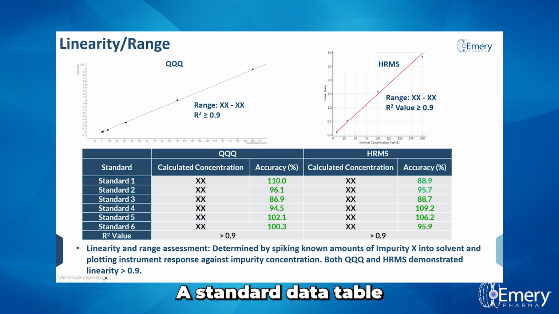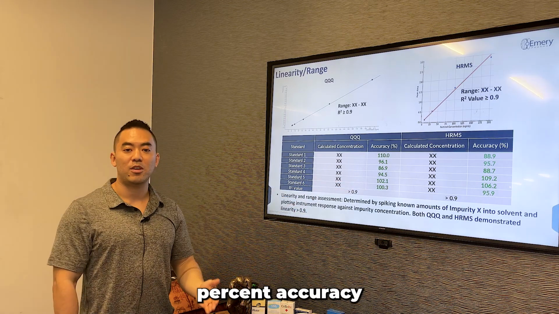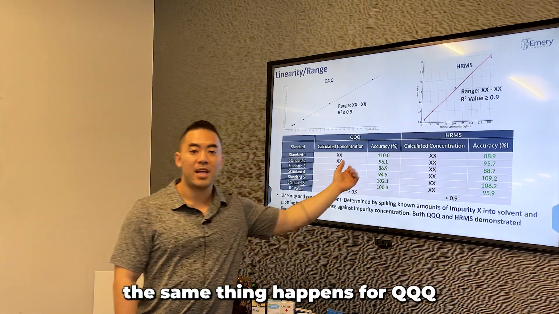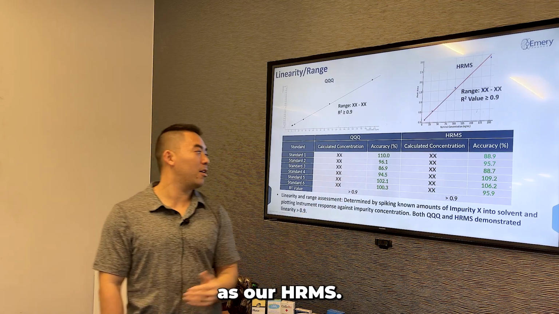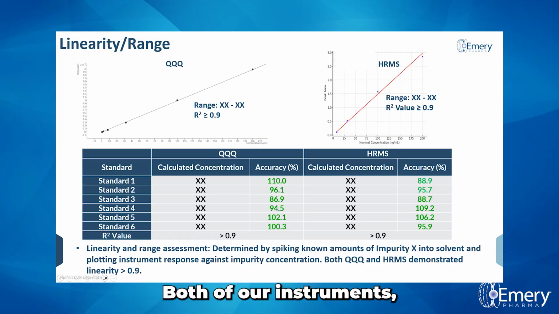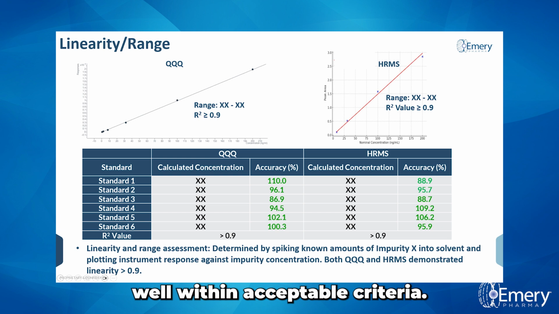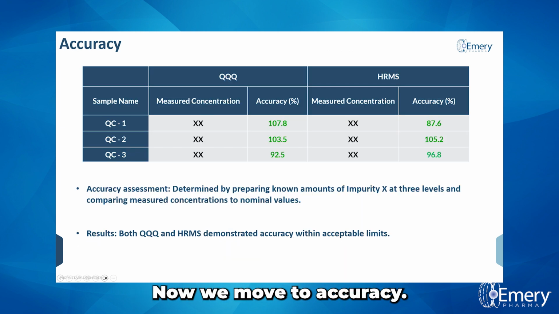A standard data table would look something like this, where you have the different standards, the calculated concentration from the instrument, and then the corresponding percent accuracy based on what we're getting versus what we should be. The same thing happens for QQQ as for our HRMS. Both instruments have accuracy values well within acceptable criteria, again demonstrating that linearity greater than 0.9. Now we move to accuracy.